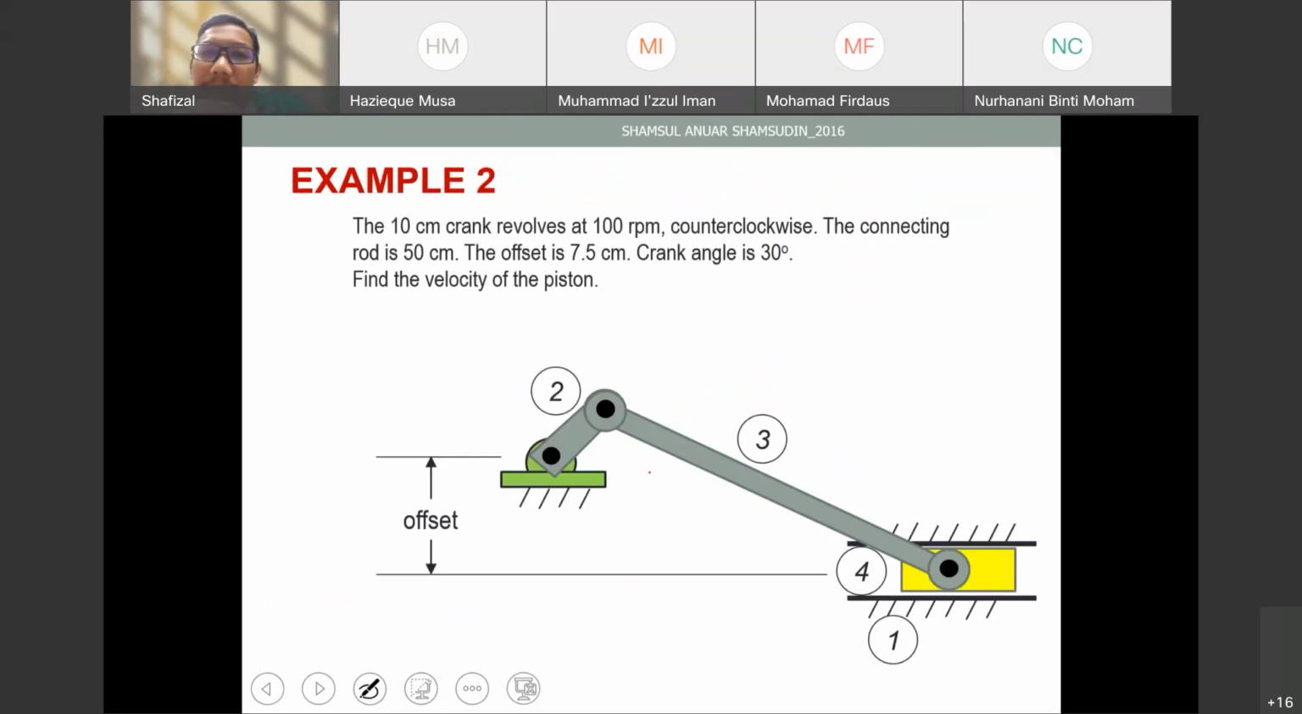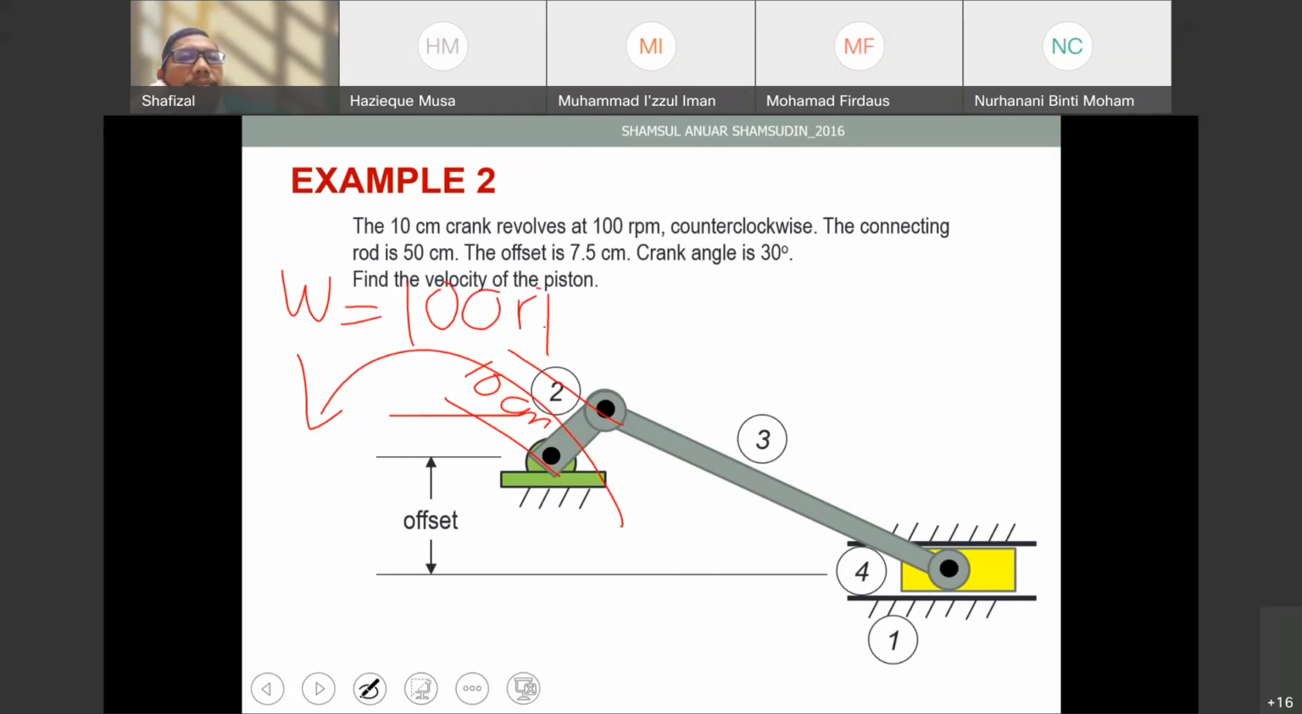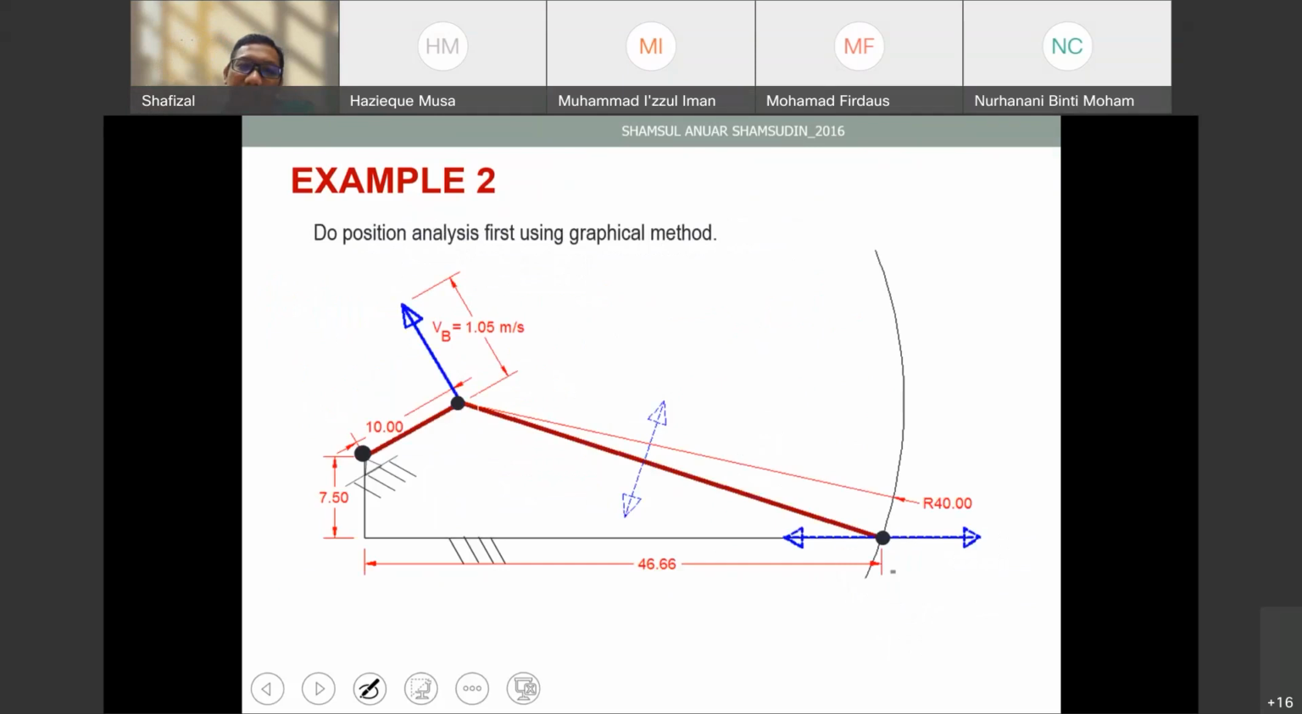Okay, now look at this example. It is a 10 centimeter crank. So this is 10 centimeter. Okay, revolved at 100 RPM counterclockwise. So kita ada omega sama dengan 100 RPM. So basically selalu kita gunakan N kan, speed. Ataupun then we have to convert it into omega in terms of radian per second. Jadi kita kena apa? Kali dengan 2 pi, so tak apa, kita tengok kemudian.